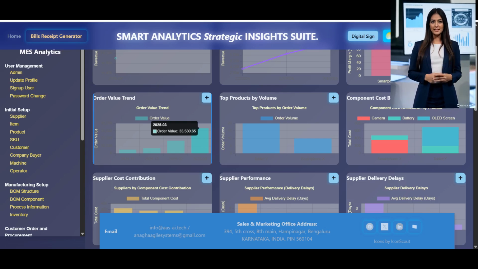Conclusion and actionable insights. In conclusion, the order value trend is a powerful tool for manufacturing analytics, helping companies like our bicycle maker understand customer spending, plan production, and identify growth opportunities. For production managers, actionable insights include: if order values rise, consider increasing production capacity and inventory.